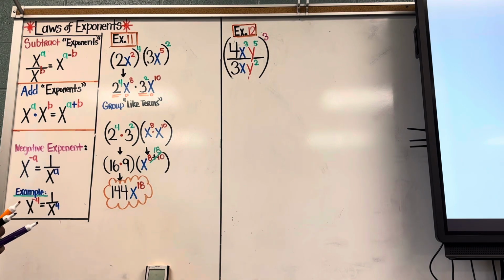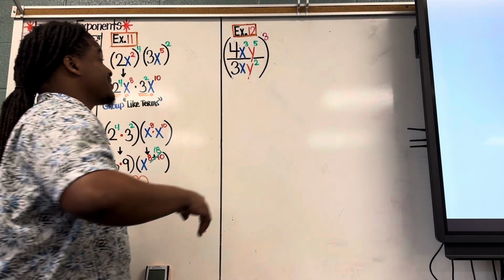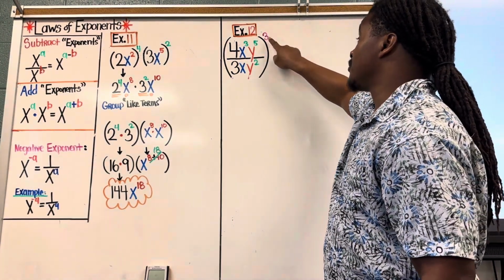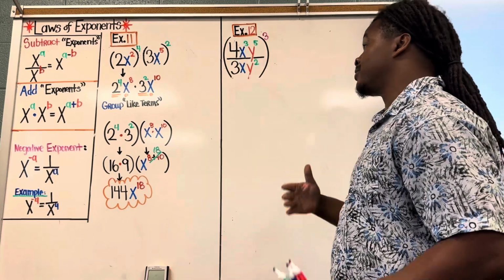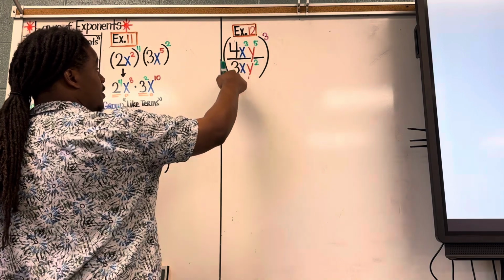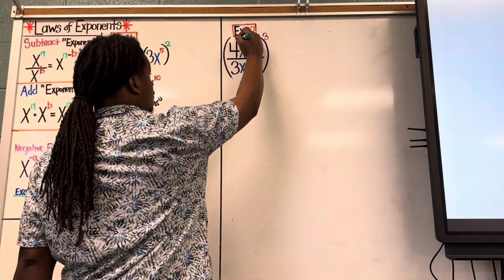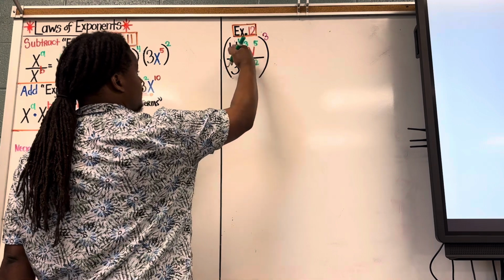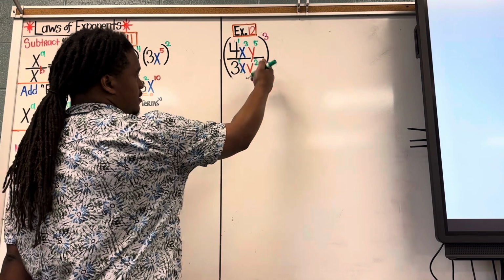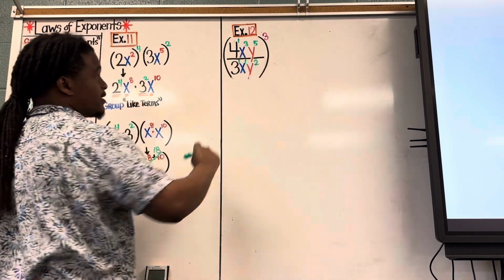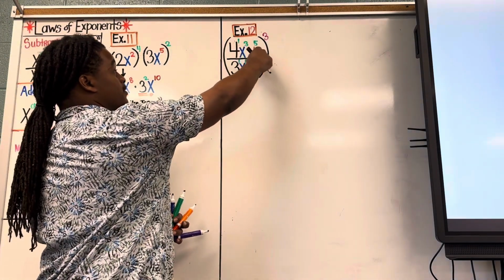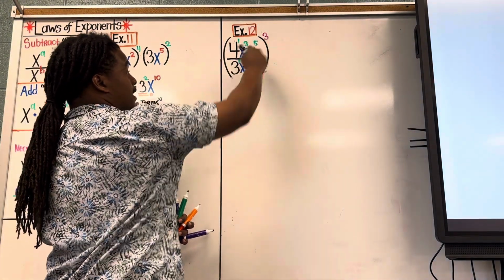If you notice, there is an exponent on the outside of the parentheses, meaning we're going to multiply it by all the exponents on the inside. And remember, whenever you have a coefficient or a number or a constant, that coefficient is to the first power. So that's 4 to the first power, 3 to the first power, and x is just x to the first power. Now all of the exponents on the inside, we're going to multiply by the exponent on the outside.